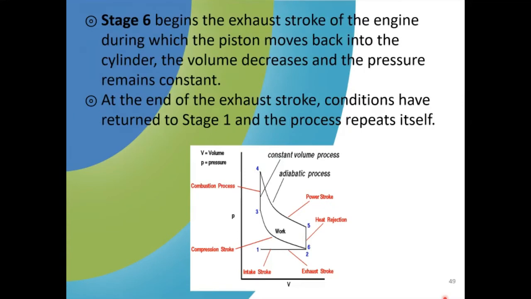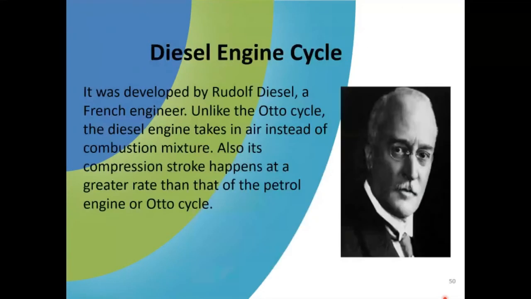And then, I think this is the last stage. Stage 6 begins the exhaust stroke of the engine during the piston moves back into the cylinder. The volume decreases and the pressure remains constant. At the end of the exhaust stroke, conditions have returned to stage 1 and the process repeats itself. So, yun na, tapos na tayo dun sa PV diagram cycle.